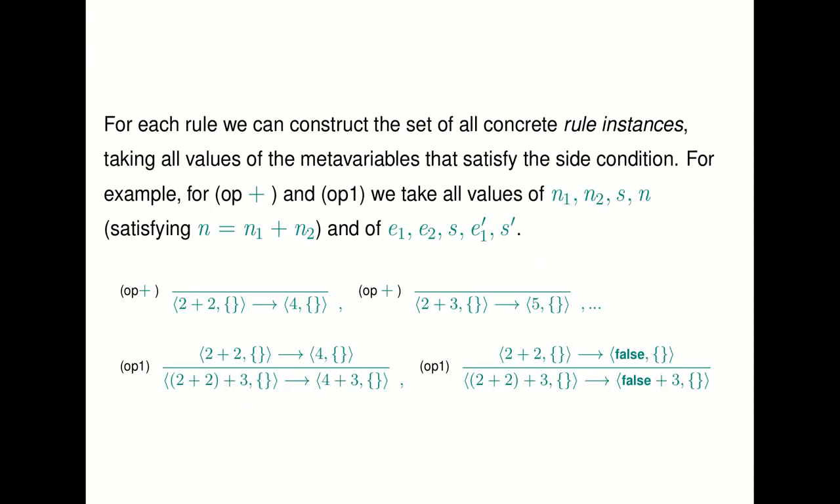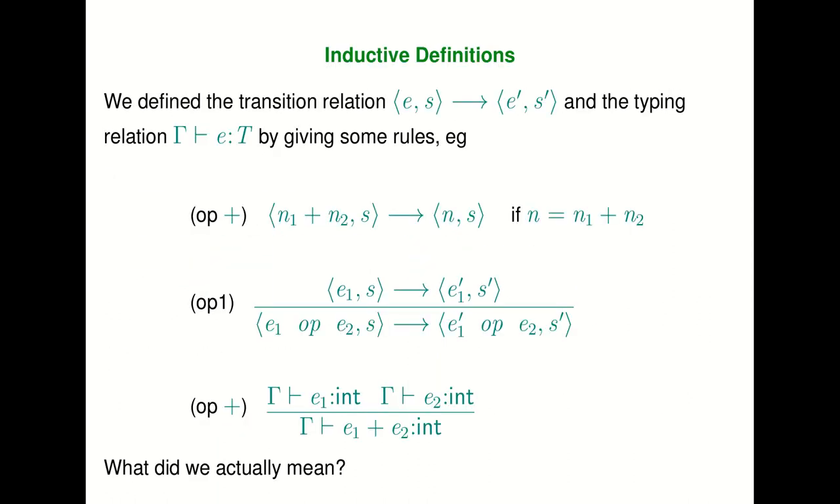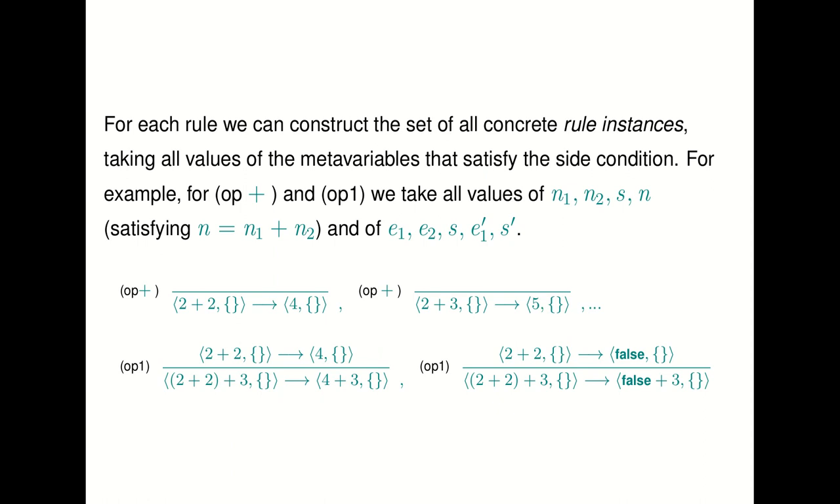And so to understand that, what we're going to do is say, well, what each of our rules is defining is a set of rule instances. So you can imagine that when you write op plus, there are many different instances of this rule. So here, this one says n1 plus n2, comma s, goes to n, s. And over here, you can see that for each store and each pair of actual numbers which satisfies this relation, that's an instance of the op plus rule.